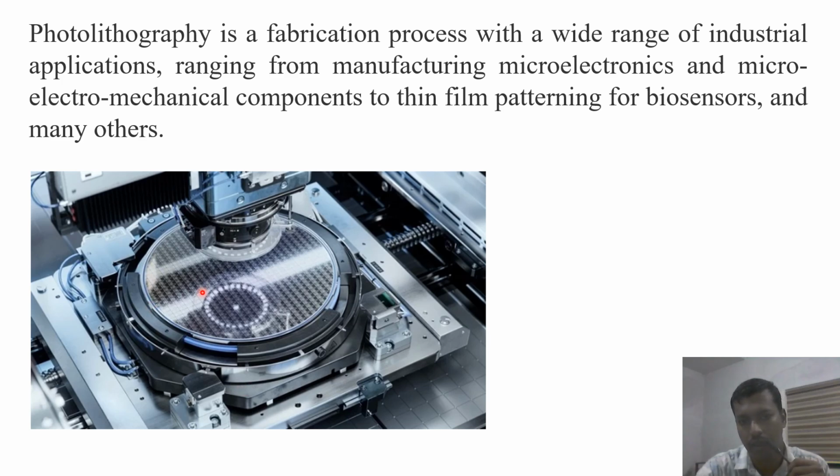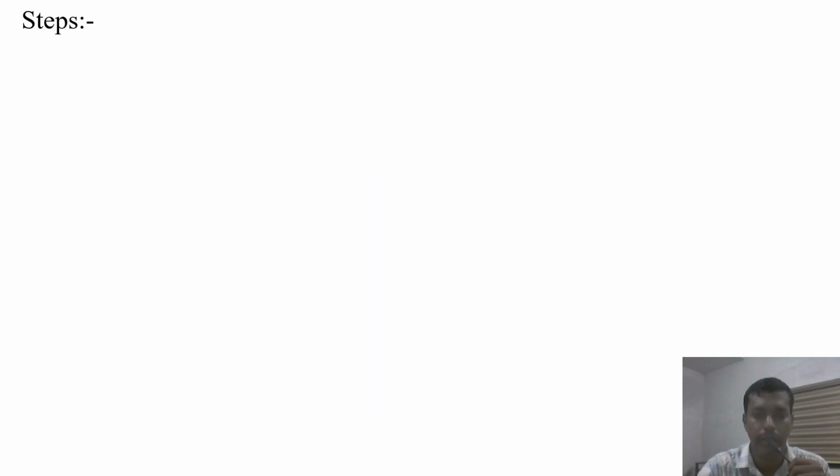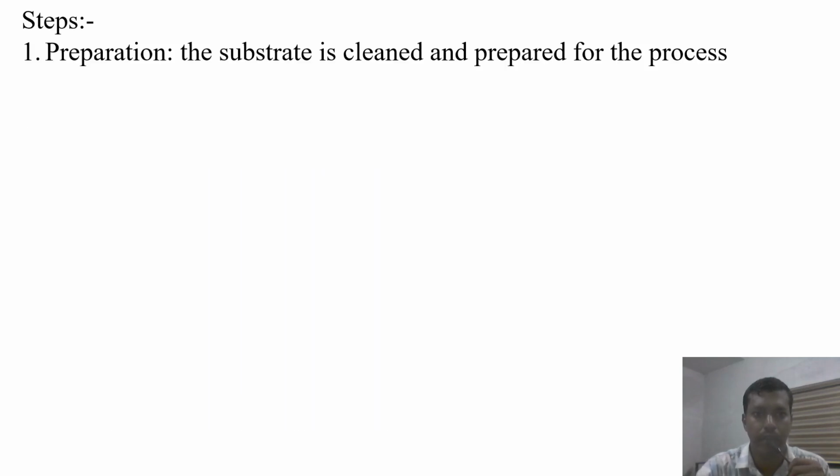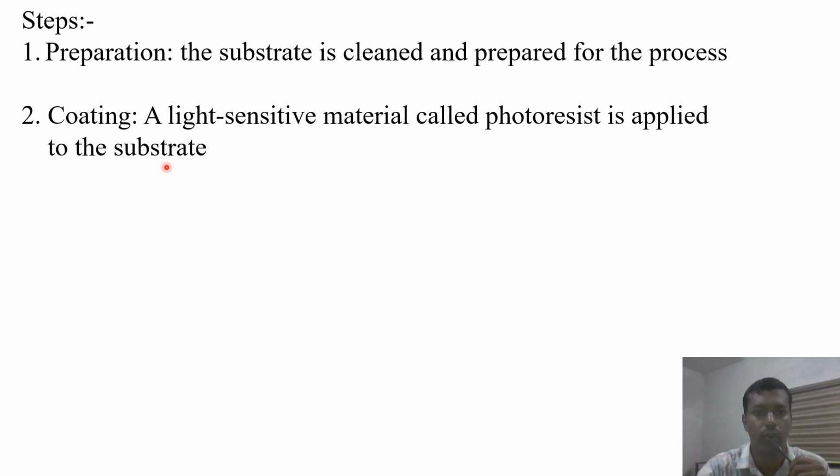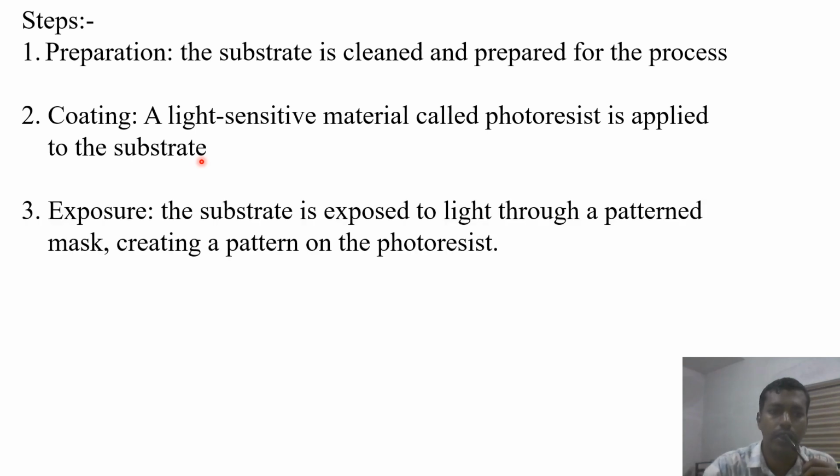This image represents the photolithographic process. The major steps are: first, preparation, where the substrate is cleaned and prepared for the process. Then coating, where a light sensitive material called photoresist is applied to the substrate. Then the third step, exposure, where the substrate is exposed to light through a patterned mask, creating a pattern on the photoresist.